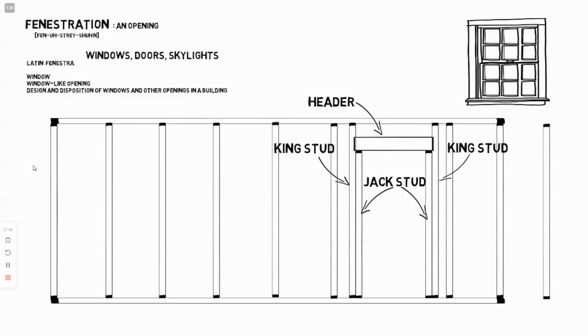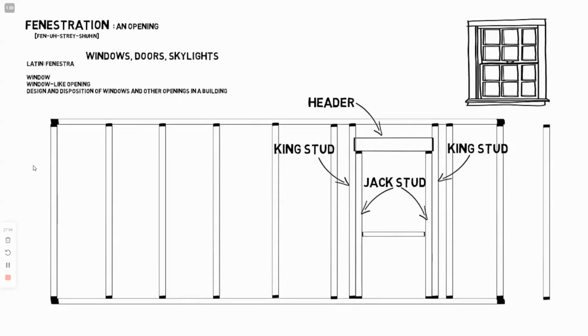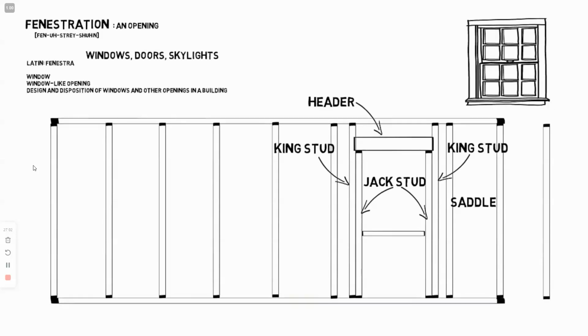Full height studs are then nailed to the outside of the jack studs. These are called king studs. The piece of wood that the window sits on is called a saddle or a sill and is attached to the jack studs. We now have the structure for our window's rough opening, and our wall is again structurally sound.